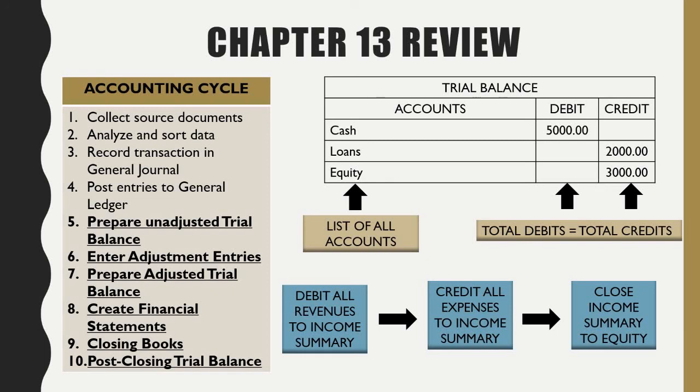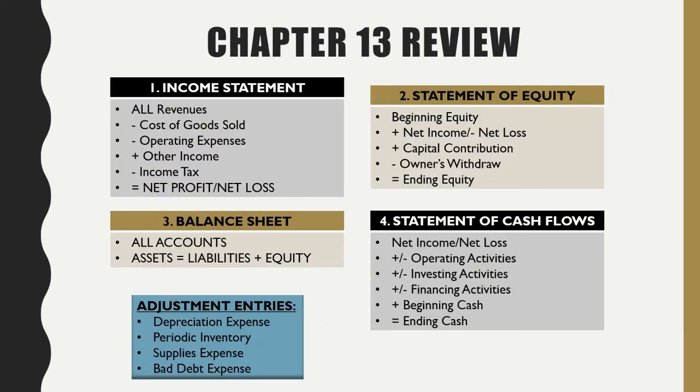The steps to close out your books are: you're going to debit all of your revenues into income summary, you're going to credit all expenses to income summary, and the last step is to close the income summary to your equity. Okay. Things that we're also going to look at are the financial statements. Here I broke it down for you, giving you a quick overview of how to compute each worksheet.